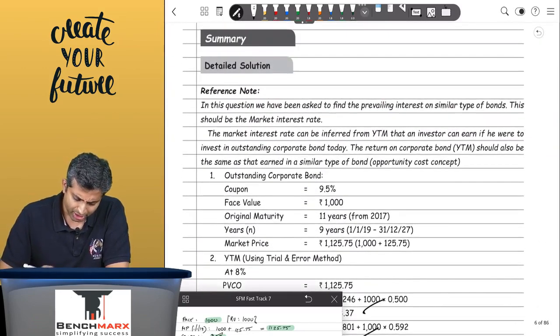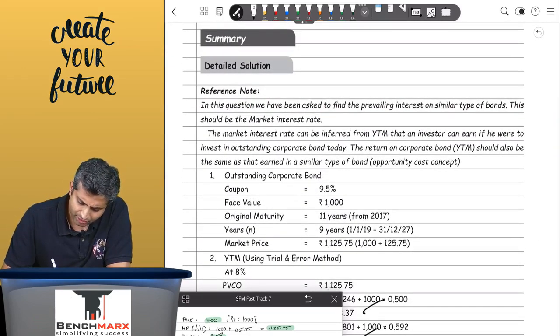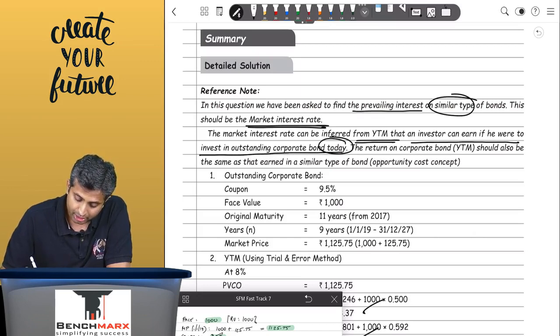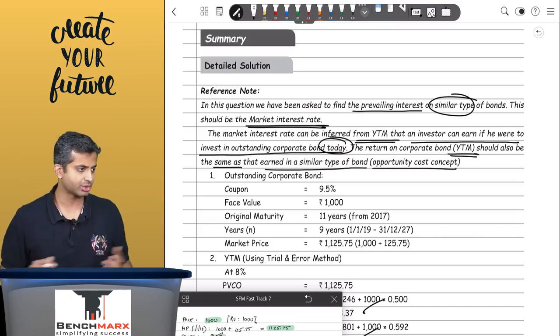Okay, so in the beginning you have a reference note. In this question we have been asked to find the prevailing interest rate on similar types of bonds. This should be the market rate of interest. The market rate of interest can be inferred from the YTM that an investor can earn if he were to invest in the outstanding corporate bond today. The return on the corporate bond, that is YTM, should be the same as the return earned in a similar type of bond using the opportunity cost concept.